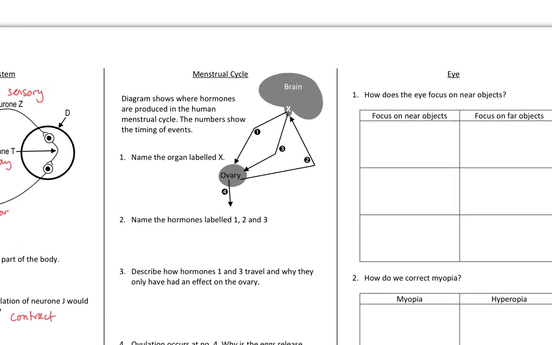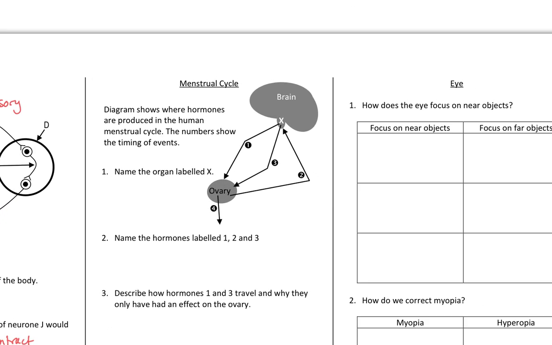Next one, on to the menstrual cycle. So the diagram shows the hormones that are produced in the human menstrual cycle. The numbers show the timing of events. So 1, 2, 3, 4 is on the diagram. Good. I've got a brain labelled as well. See here, brain. I have to label organ X. Well, that's a bit of the brain. That's our pituitary gland.